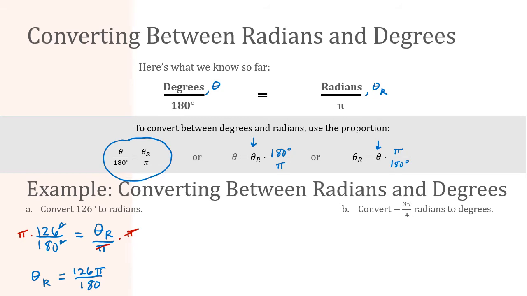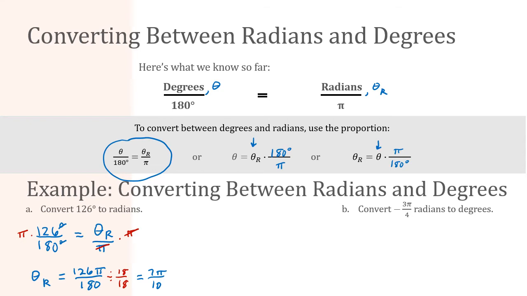Now I can reduce that fraction. I think that 18 goes into each of the numerator and the denominator. And if I've done my math correctly, I should get 7 pi over 10. Now, what that says is that 126 degrees is equivalent to 7 pi over 10 radians. 7 pi over 10 radians is an exact angle measure for radians.